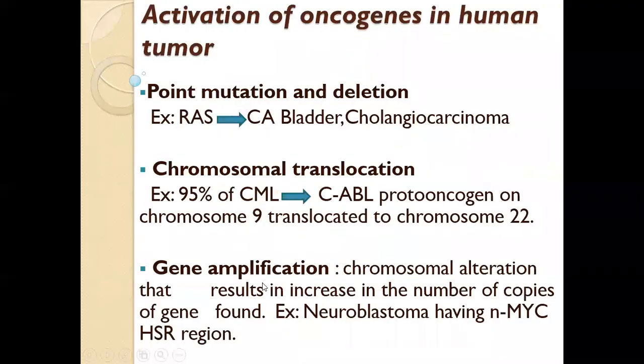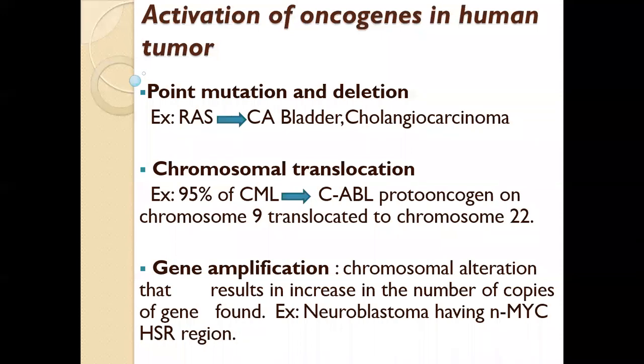The activation of oncogenes in human tumors. How does it occur? By three ways. The first is point mutation and deletion. An example is the RAS protein, which occurs in carcinoma of the bladder and cholangiocarcinoma.